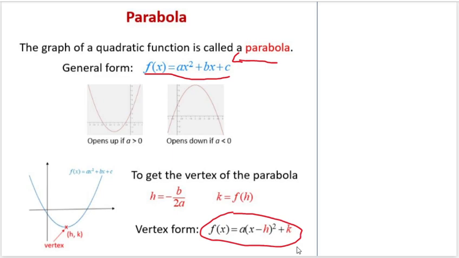Okay, vertex form. Remember I said in our previous video there's this h, it's known as p, while k is known as q. Okay, k deals with the vertical shift. So with this k here, it shows us that the graph will never touch the value of k. Now let's go and do an example on finding the equation in this form.